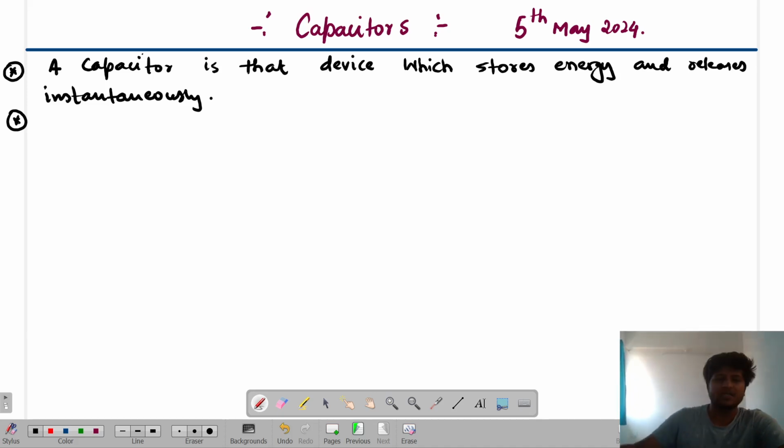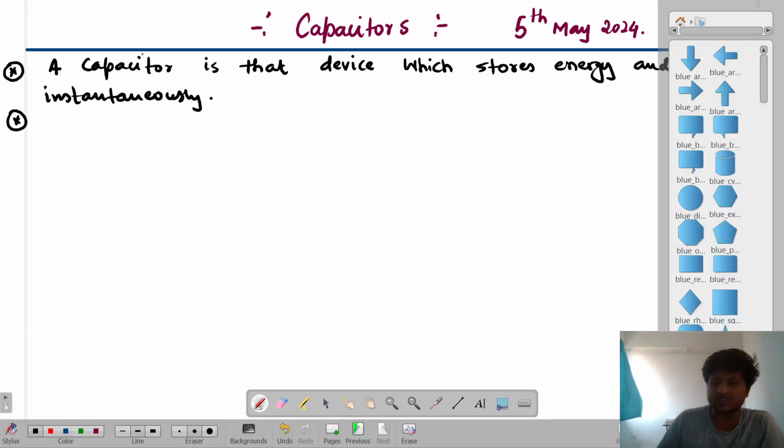So basically, in this chapter, what we want to understand is how this energy is stored. Are you able to get me? So this chapter deals with that only. Okay. Now let us understand in much more depth what is the real meaning of that.